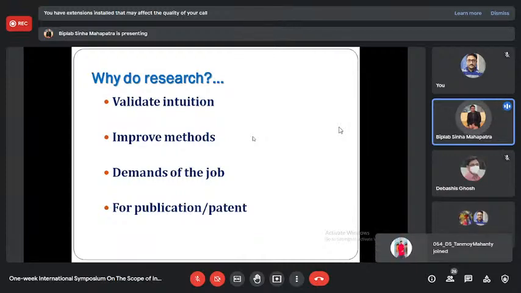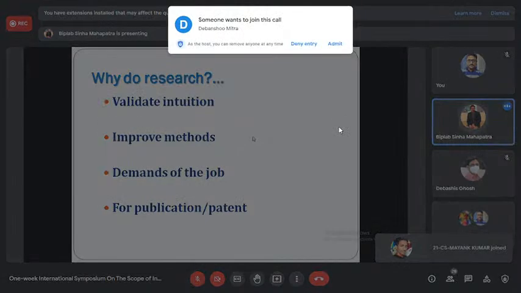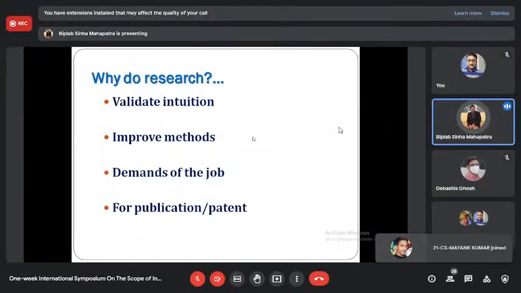Improving methods means, if it is an iterative process, you all have done some iterative process in your BTech career, and you are doing it also. So if you want to improve the methods, then you have to do the research. Nowadays the job demands research. Last one is for publication or patents.